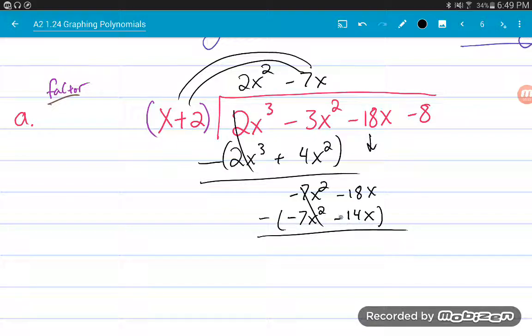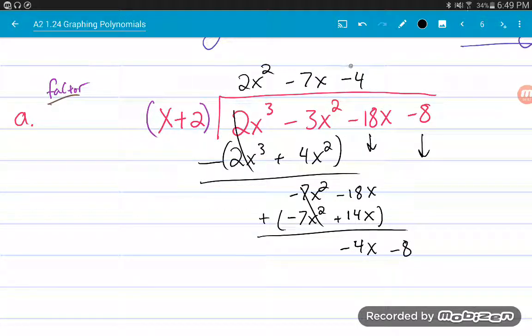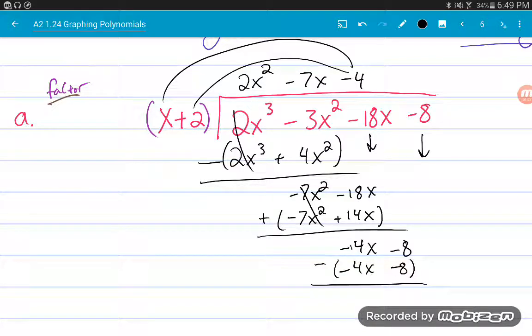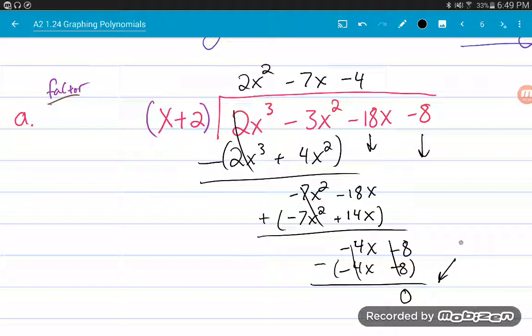Minus negative 14 is the same thing as adding 14, so I'm going to change those to pluses. Now I'm going to get negative 4x minus 8. x goes into negative 4x negative 4 times. Distribute that over, and I'm going to get negative 4x minus 8, which is exactly the same thing. They both cross out, and I get a 0 remainder. Well, duh. Of course I got a 0 remainder, because it's a factor.